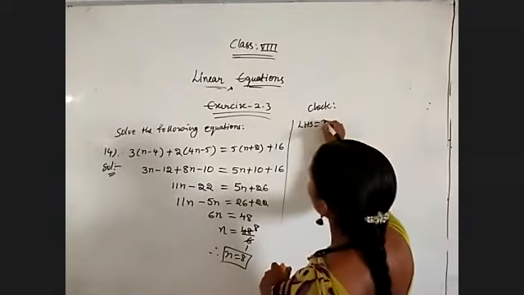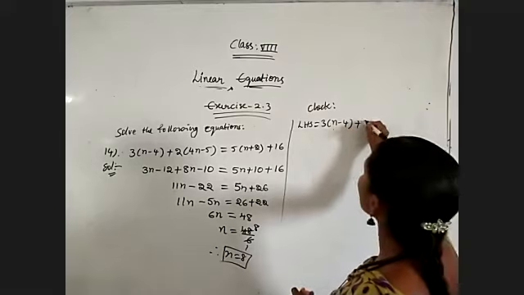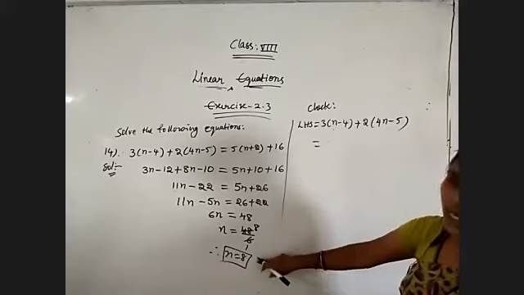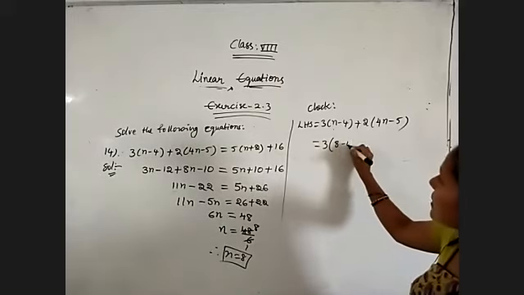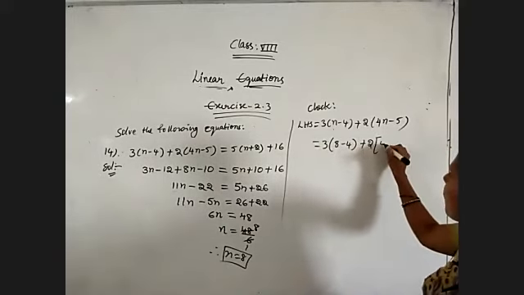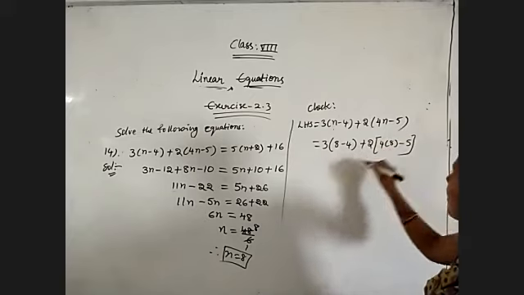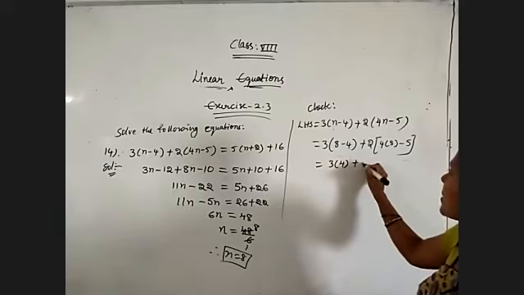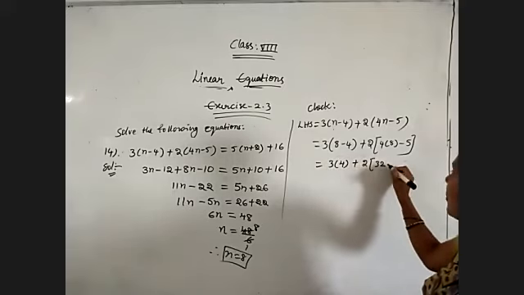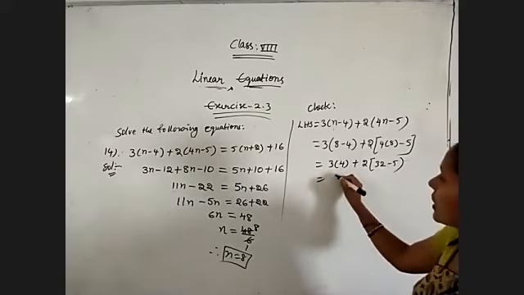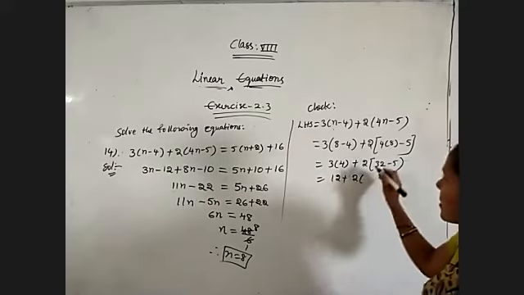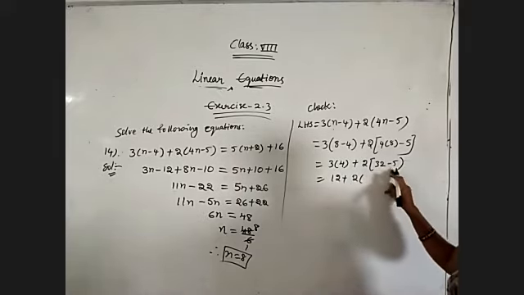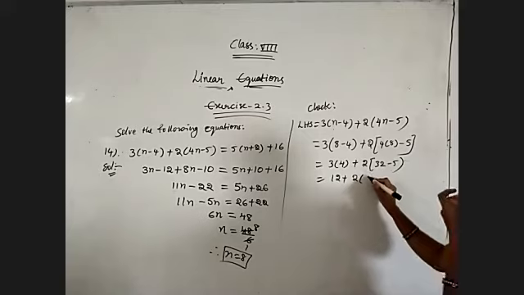LHS of the equation is 3 into n minus 4 plus 2 into 4n minus 5. So substitute n value. N value we got 8. 3 into 8 minus 4 plus 2 into 4 into 8 minus 5 is equal to 3 into 8 minus 4 is 4, plus 2 into 4 8s are 32 minus 5. So 3 4s are 12 plus 2 into, see here step by step I am doing for better understanding. 32 minus 5, okay, is equal to 27.